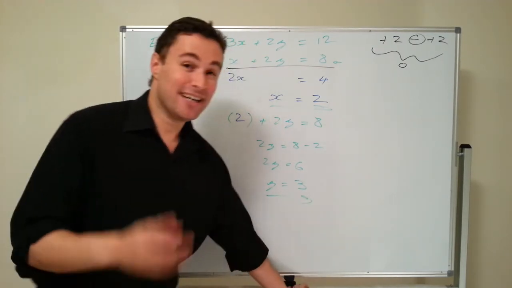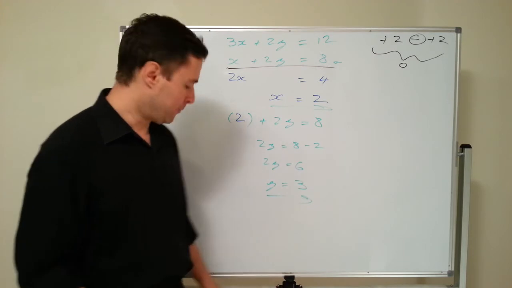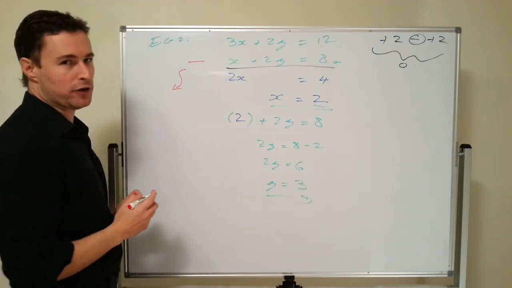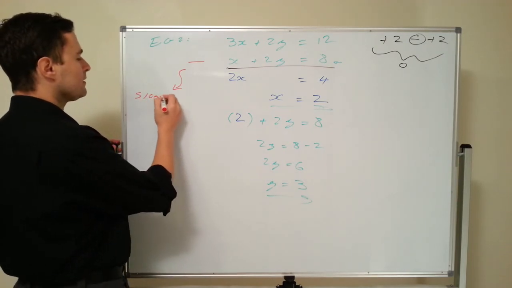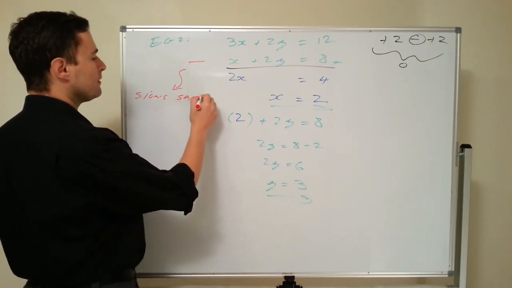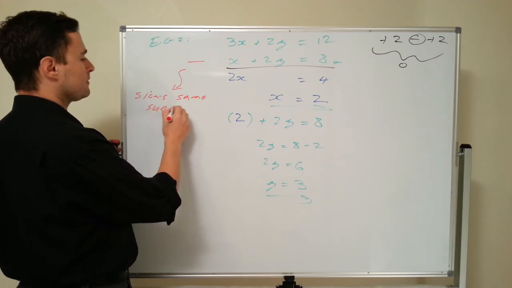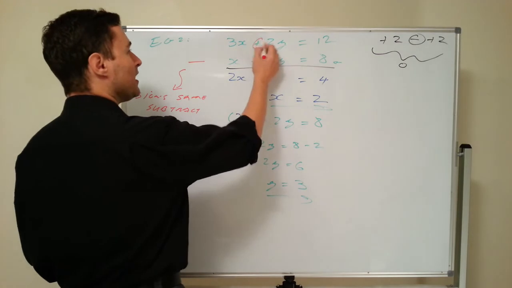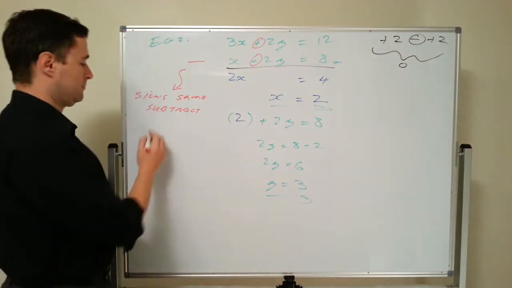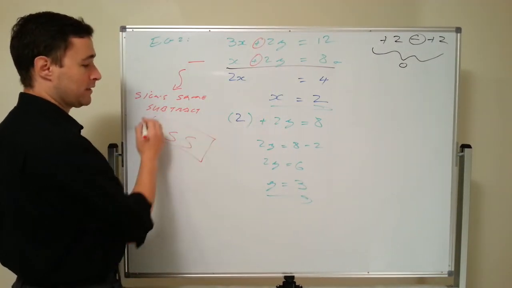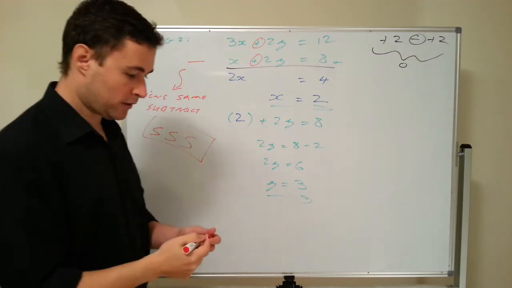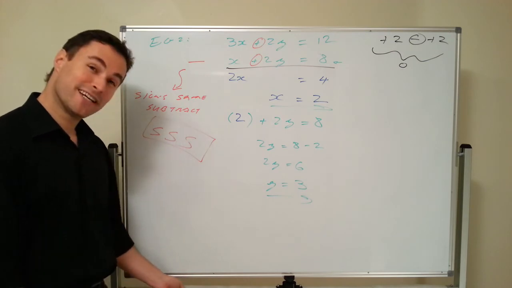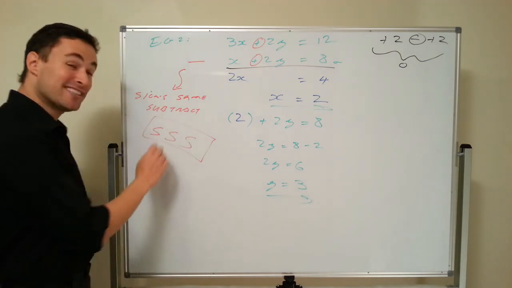Okay, so here's my little tip for how to remember it. I tell my kids that if you look for the variable that you want to get rid of, if the signs are the same, I subtract. That's a nice alliteration. If the signs are the same, I subtract. This is for two linear simultaneous equations. If the signs are the same, I subtract.